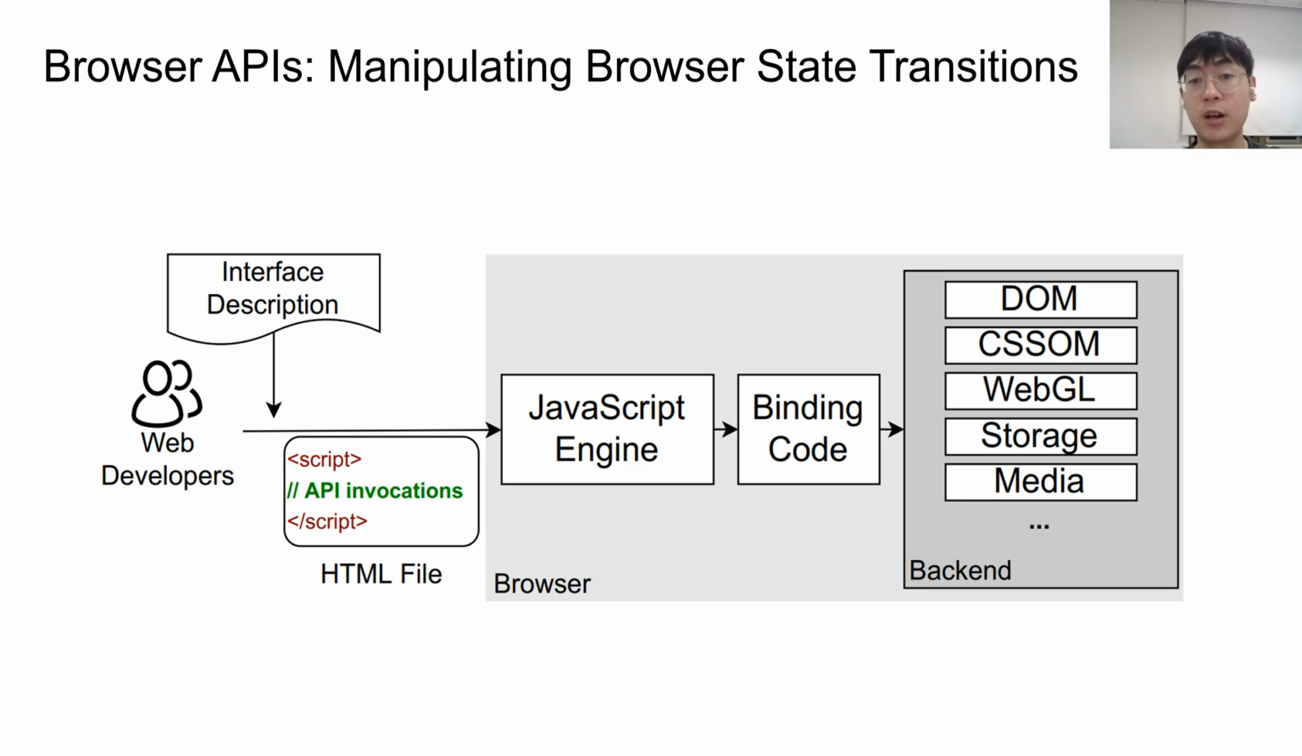So, how do the browser states change? The key to manipulate browser state is browser API. The APIs are exported by browsers through their JavaScript engine, and they can control browser state transitions.